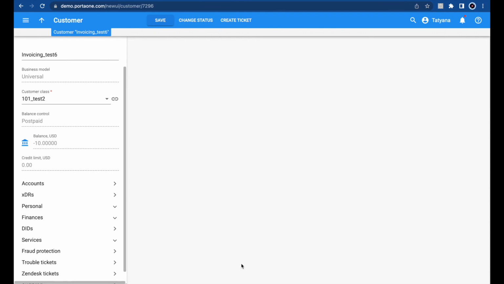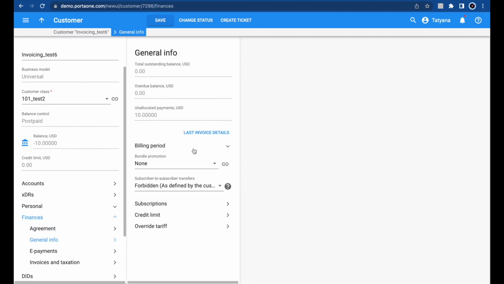Since those invoices were generated about a month ago, we didn't have a chance to look at the unallocated payments in the system. Let's go to another customer that does offer such an opportunity for us. Let's go to Finances, General Info, and we will find unallocated payments here right under Total Outstanding Balance and Overdue Balance. This customer has $10 in unallocated payments.